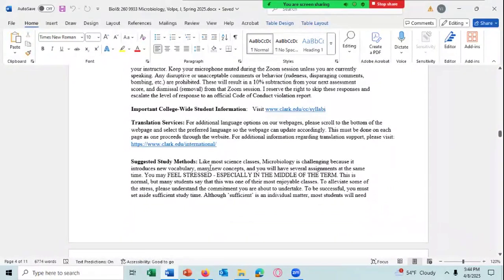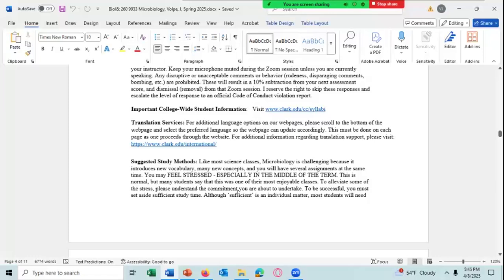Like most science classes, microbiology is challenging because it introduces a lot of new vocabulary, many new concepts. You'll have several assignments due at the same time. You may feel stressed, especially in the middle of the term. This is normal, but students say that this was one of their most enjoyable classes. To alleviate some of this stress, please understand the commitment you are about to undertake.